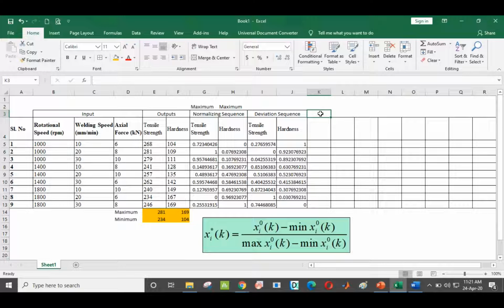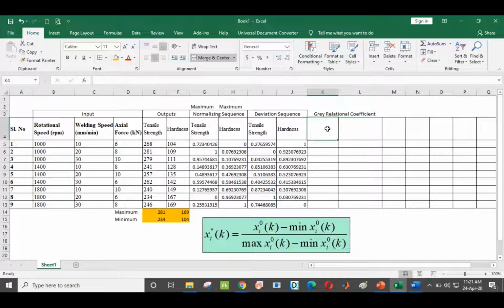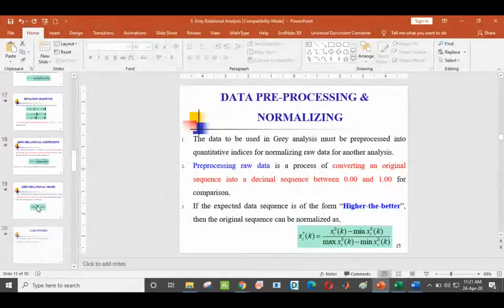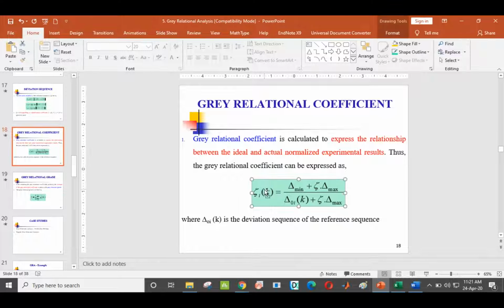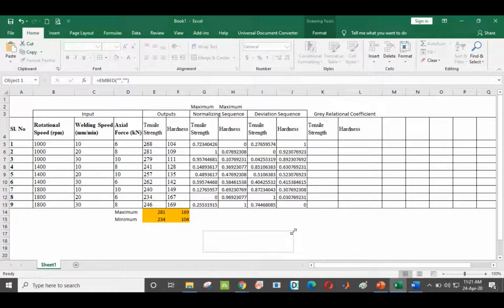Then comes the third procedure, that is determination of relational coefficient. Determination of relational coefficient, and this one is for tensile strength and this one is for hardness. So for this I have to use the formula provided here.